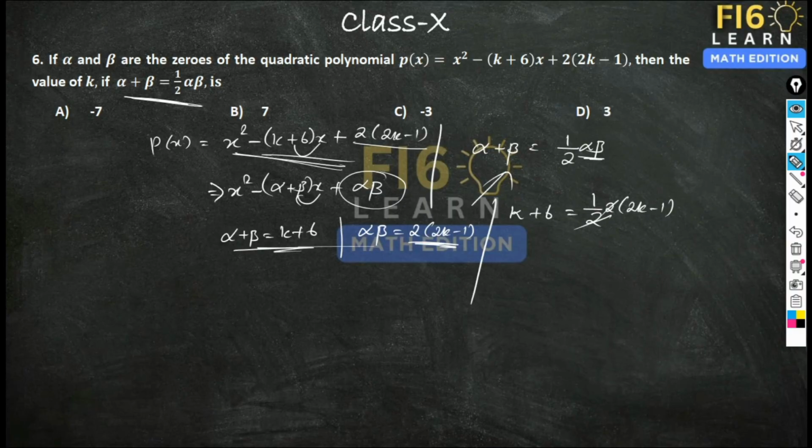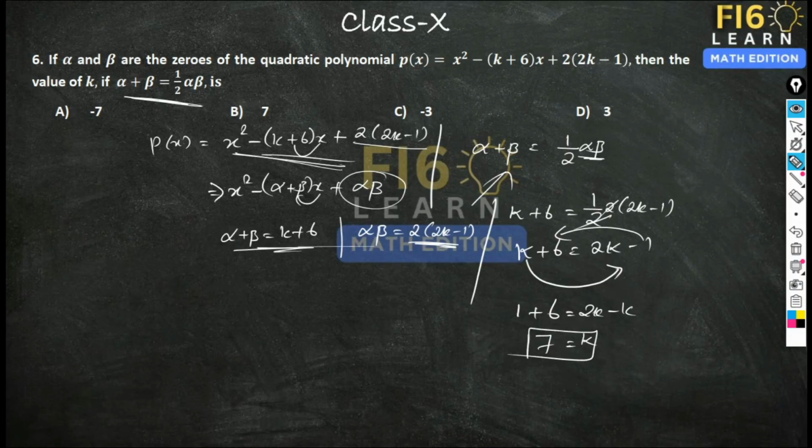Now we can cancel these two 2's and we will be left with k plus 6 is equal to 2k minus 1. Our goal is to find the value of k, so we can rearrange the terms which contain k on one side and the terms without k on the other side. So let me take this k to the right side and minus 1 to the left side. So this k will become minus k and minus 1 will become plus 1. Okay. Now 1 plus 6 is 7 and 7 is equal to 2k minus k, which is k. The value of k is 7.